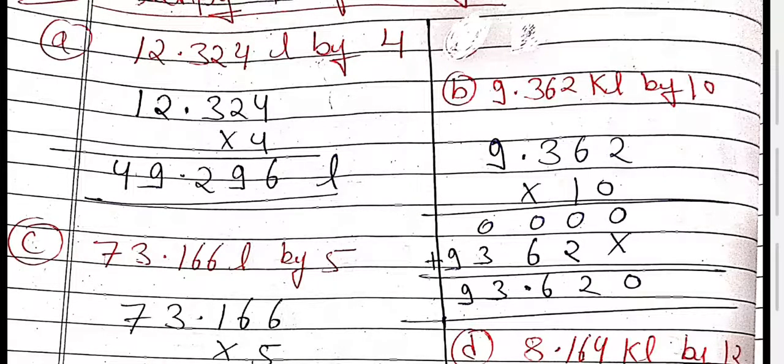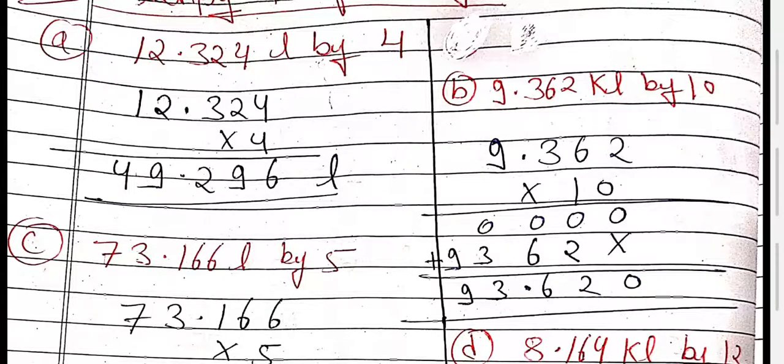Now come on B part. B part is 9.362 kiloliter by 10. You have to multiply. First write the number. Now do simple multiply. When you multiply 0 by any number, it always becomes 0. So write here 0 0 0 0. Now do cross. Now just see 2 1s are 2, 1 6s are 6, 1 3s are 3 and 1 9s are 9. Now simply add what will come. It becomes 0, it is 2, it is 6, it is 9, it is 3.